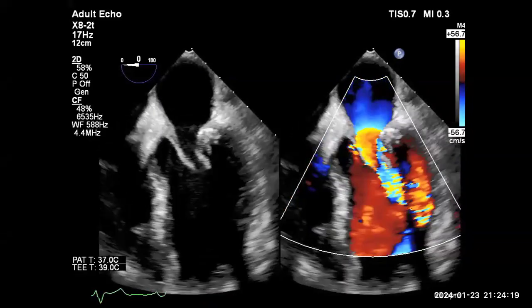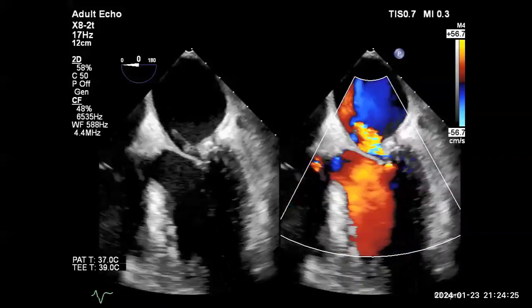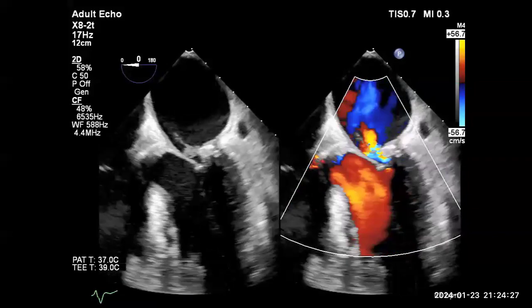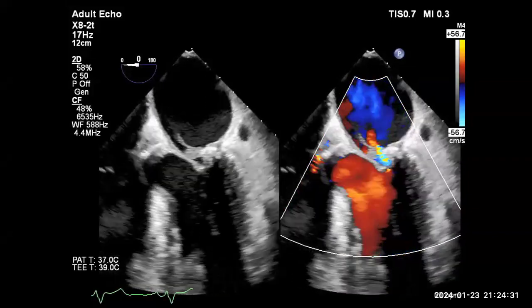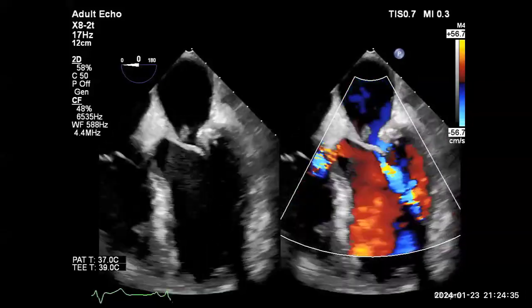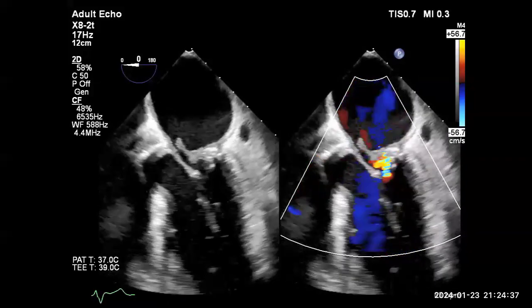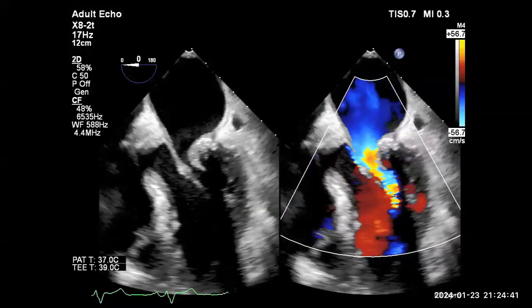There is a vegetation. As I mentioned, it's a big vegetation, and if we take the size of it, it will be more than a centimeter. So this is a case of a repaired mitral valve coming with vegetation and infective endocarditis. And after that, you can comment about the mitral regurgitation. Here it looks like moderate at least.